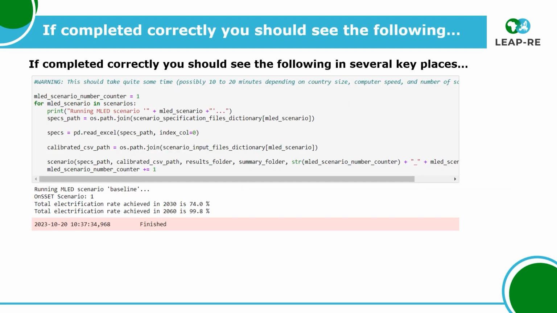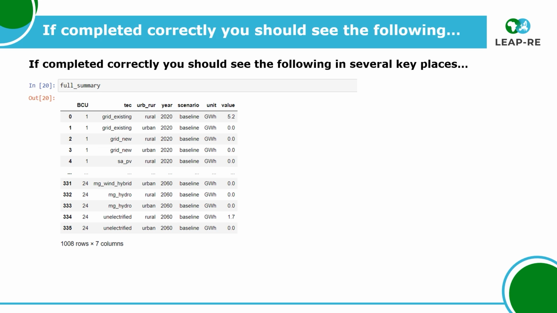As it is running, you might see some of these outputs starting to come out below with different electrification rate targets in the different years, for the different scenarios you've chosen. And then once done, it should say finished for each of the different scenarios you've run. If you scroll further down, you should see some other summary statistics output. This, for example, is the full summary that goes towards NEST for the different catchment area units and for the different technologies in the different scenarios and rural and urban numbers.